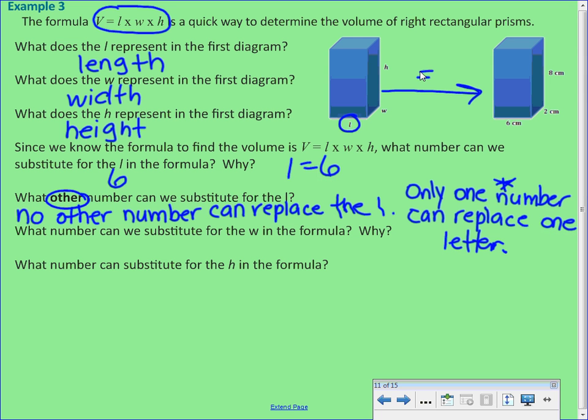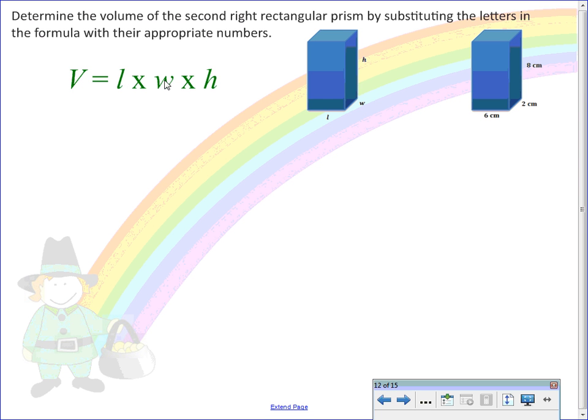So what can we substitute for the W? 2. And for the height, we can substitute the 8. All right. So now let's take a look at the next example. Volume equals length times width times height, and I know what each letter is. The volume is 6 times 2 times 8. I can replace each letter with a number.